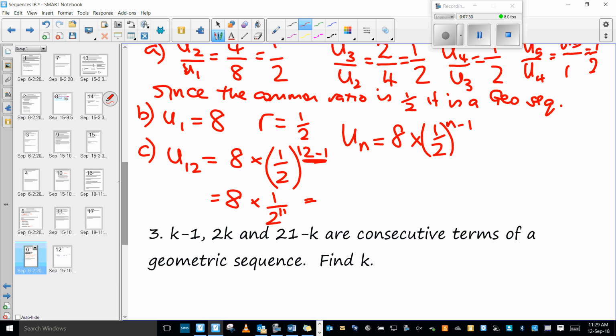So what's this? Your calculator will probably give it to you as a decimal. You need to change it back to a fraction, or work out what 2 to the 11 is. One over 256. So 1 over 256. We all get that? Remember, when you have whole numbers multiplied by a fraction, this becomes 8 over 1, just in case.